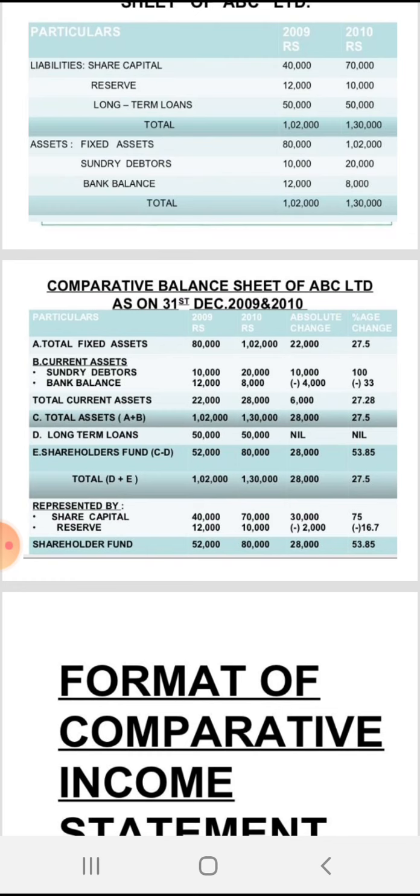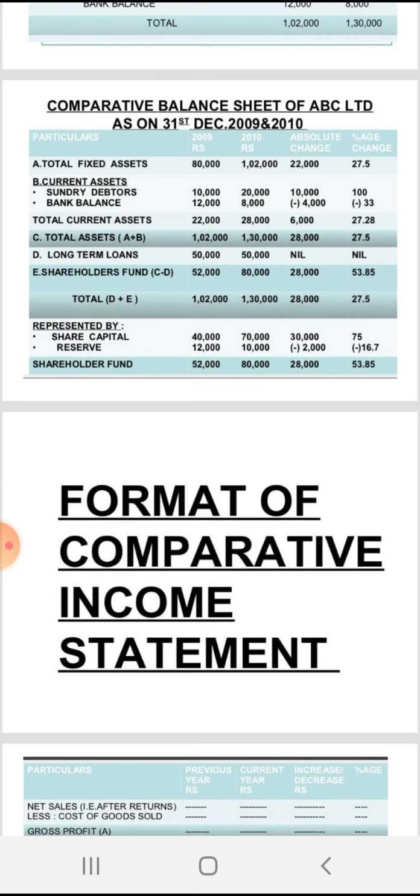Then we will add D plus E, that is 1,02,000, 1,30,000. The change is 28,000 divided by 1,02,000 into 100, 27.5. Then is represented by, we will write share capital and reserve and surplus, that is 40,000 and 70,000. Difference is 30,000 divided by 40,000 into 100, that is 75%. Reserves will be 12,000. Next year it is 10,000. Difference is minus 2,000. The percentage will be 2,000 divided by 12,000 into 100, that is minus 16.7. And lastly the shareholders fund, that is 52,000 and 80,000. Difference is 28,000. Percentage will be 28,000 divided by 52,000 into 100, which is 53.85.